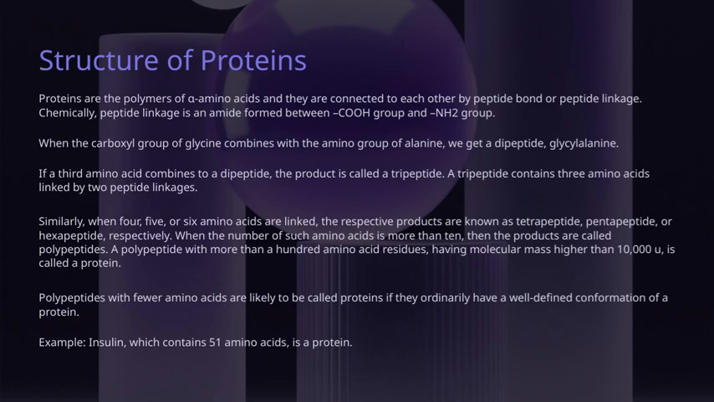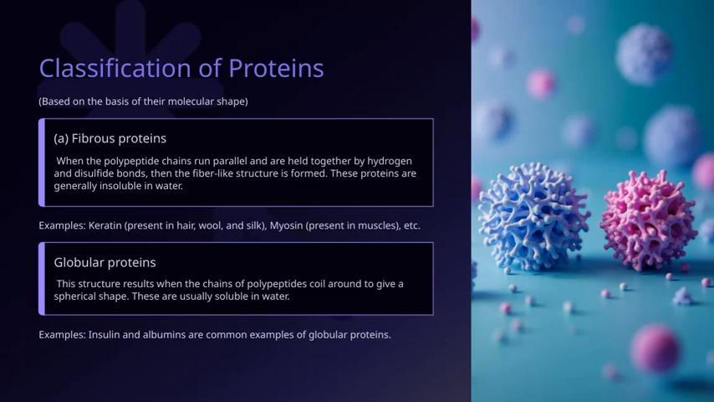Understanding this structure is fundamental because it underpins how proteins are built and function in our bodies. Let's take a closer look at globular proteins. Common examples include insulin and albumins. These proteins have a structure that results when the chains of polypeptides coil around each other, forming a spherical shape. Because of this compact, rounded structure, globular proteins are usually soluble in water, making them important in various biological processes.